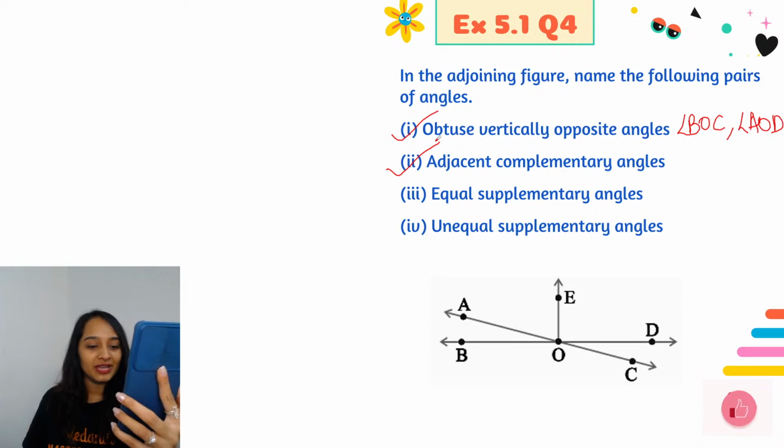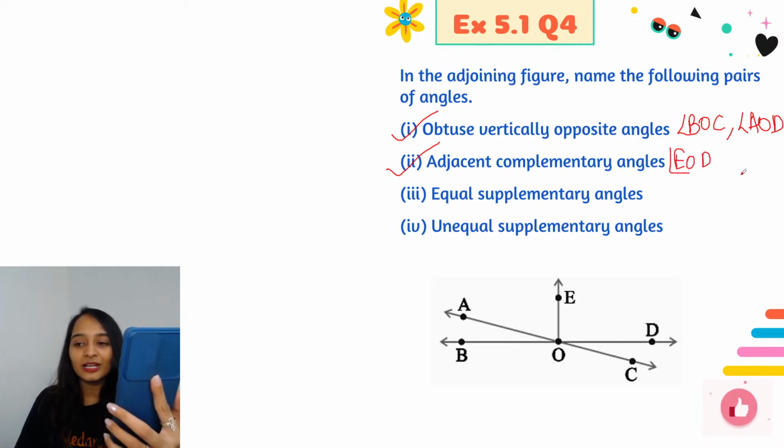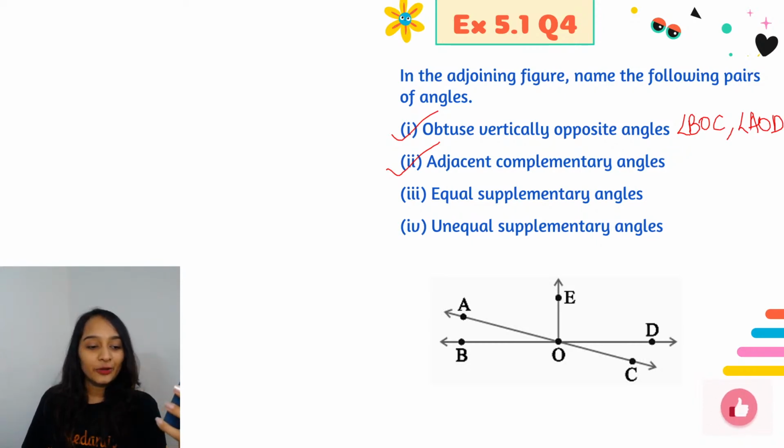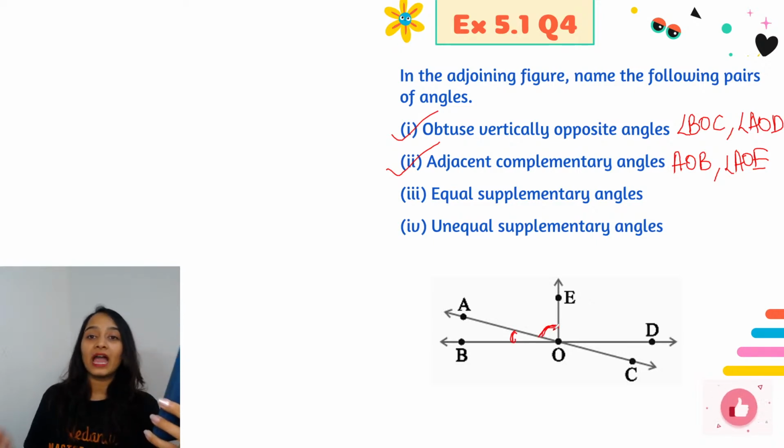Adjacent complementary angles. What are adjacent complementary angles? EOD, very good. EOD and there should be another angle. Oh, we want complementary. EOD can't be complementary. Sorry, EOD is 90 degrees. Exactly. You have angle AOB and angle AOE. Angle AOB and AOE are complementary. They add up to 90 degrees.